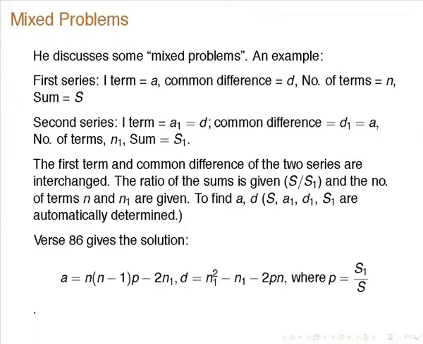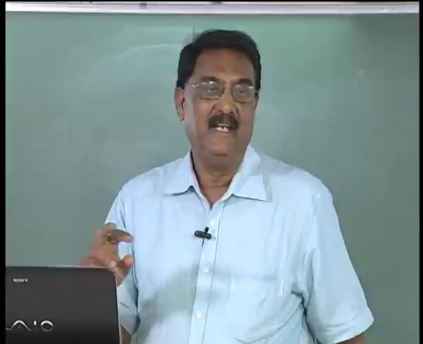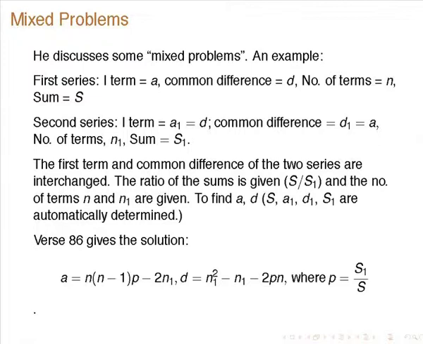So, we consider 2 series in which the first term and the common difference are interchanged. In the first series, the first term is a, the common difference is d, the number of terms is n, and the sum is s. In the second series, the first term is d, the common difference is a, the number of terms is n1, and the sum is s1. The ratio of the sums is given, and the numbers of terms n and n1 are given. You have to find a, d and other things, and he has given a solution.